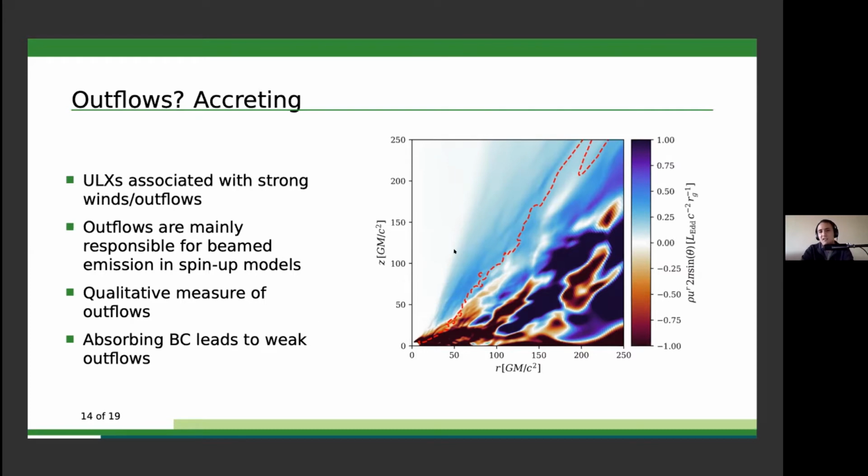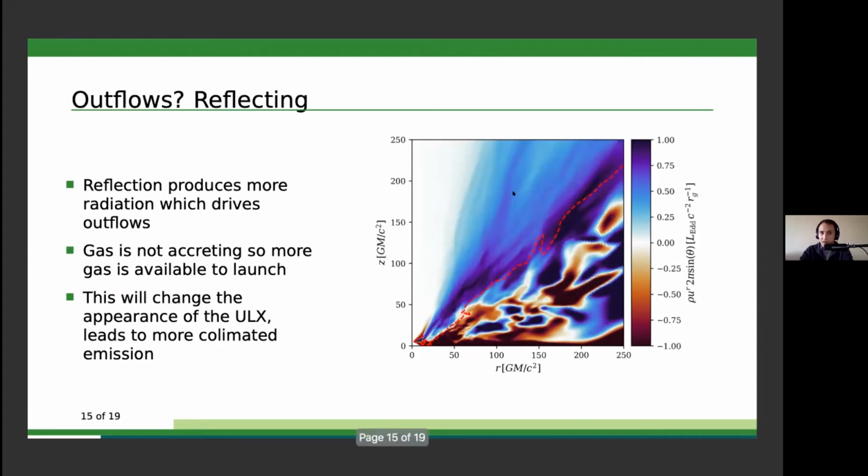So I said here that this is somewhat weak outflow, and that's because if you compare it to the reflecting simulation, you can see that it's way stronger and even more collimated. So the radiation we would expect to be even more highly beamed here. So it's going to be interesting to see what boundary condition gives us the highest beaming. And basically, there's such a strong outflow because there's nowhere for the gas to go, so it has to flow out, and there's nowhere for the radiation to flow, so the radiation is providing this extra force to push all of the gas out.